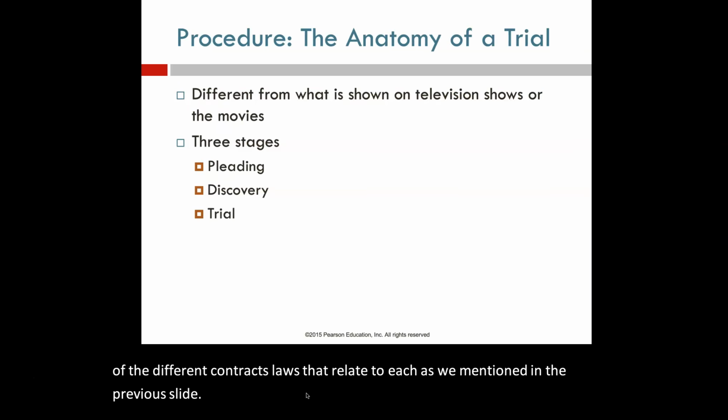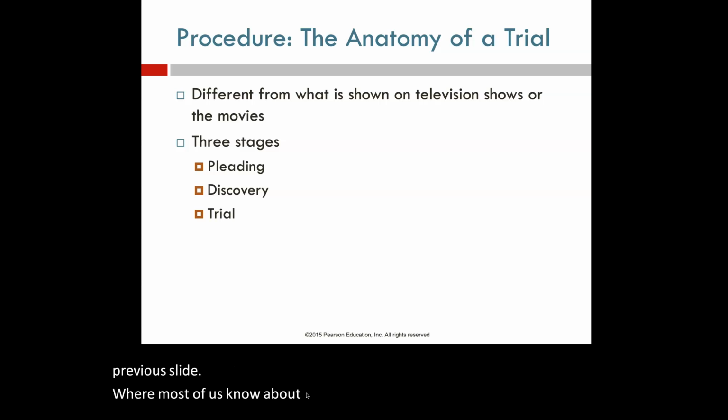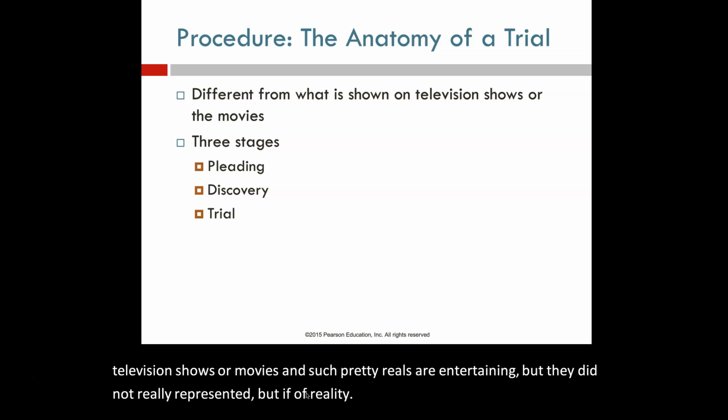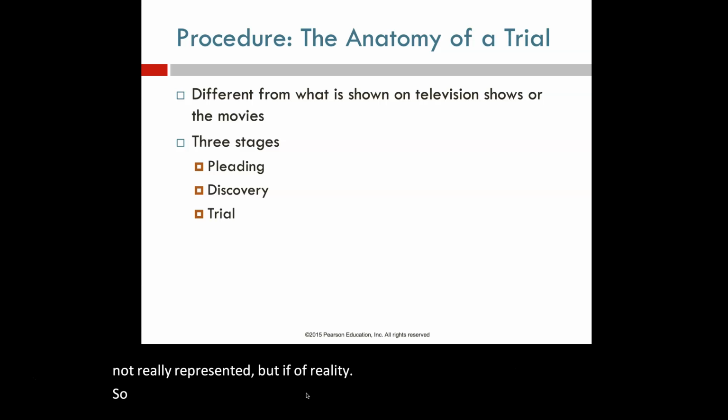Where most of us know about a justice system comes primarily from television shows or movies. Such portrayals are entertaining, but they're not really representative of reality. So here are 5 key differences in the law. The law is not fast. There is no 1 or 2 hour litigation.